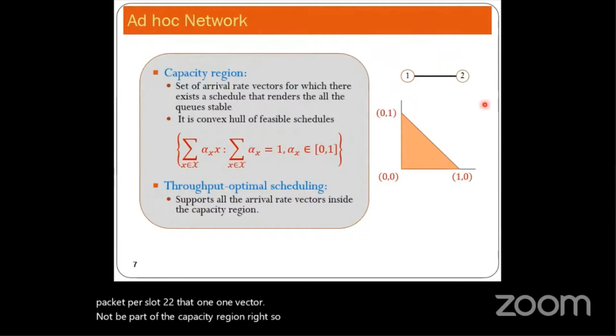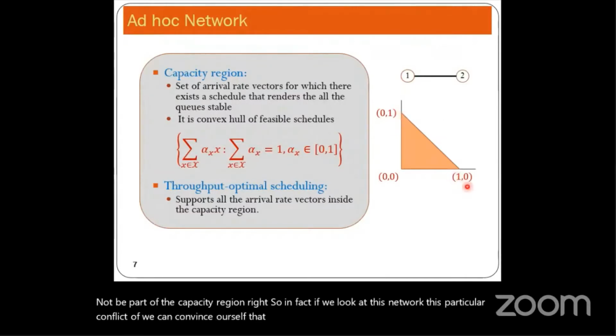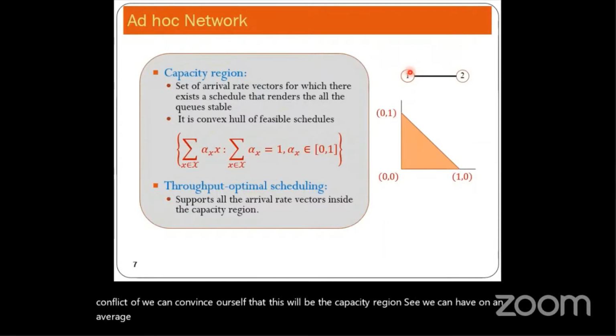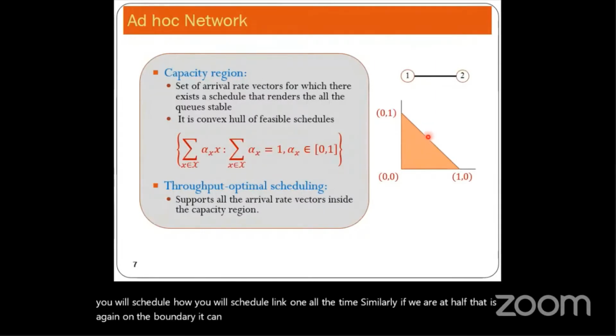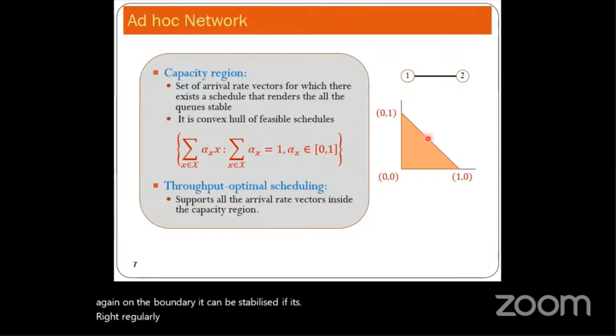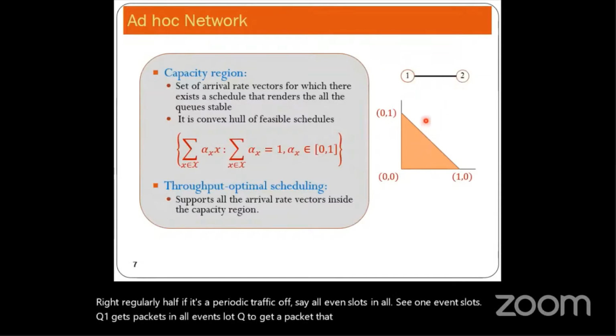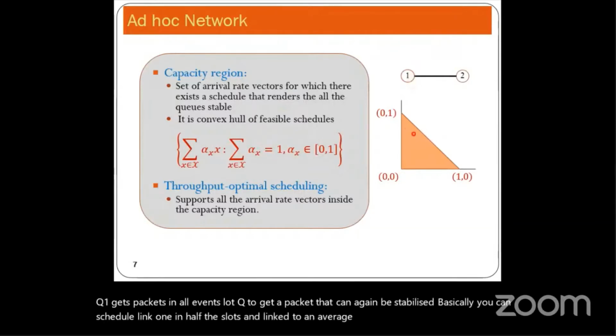So in fact, if we look at this particular conflict graph, we can convince ourselves that this will be the capacity region. We can have on an average one packet per slot to Q1 and no packets to Q2. That can be stabilized because you will schedule link 1 all the time. Similarly, if we are at half, that is again on the boundary, it can be stabilized if it's regularly half, say a periodic traffic where in all even slots Q1 gets a packet and in all odd slots Q2 gets a packet. That can again be stabilized. Basically, you can schedule link 1 in half the slots and link 2 on an average in half the slots, right? So is the notion of capacity region clear?